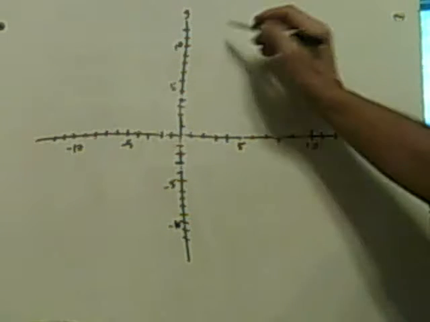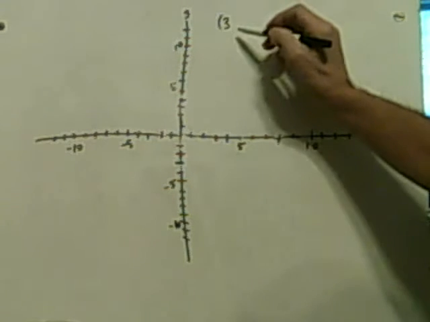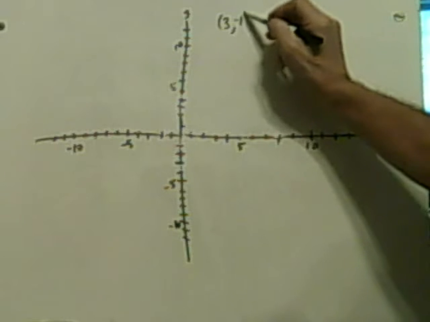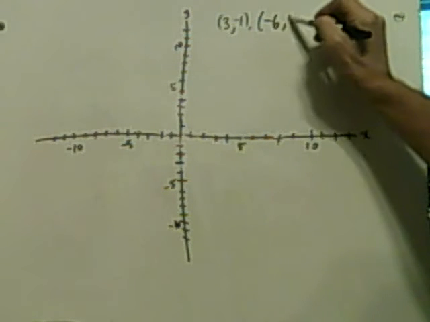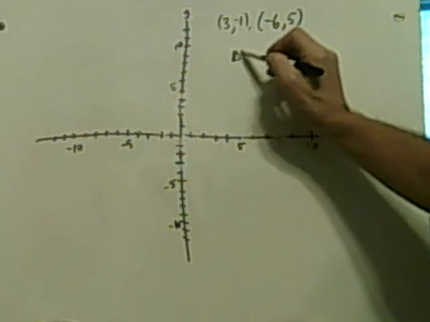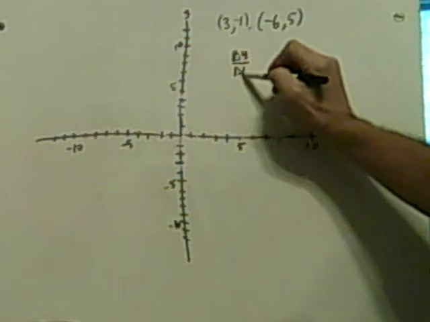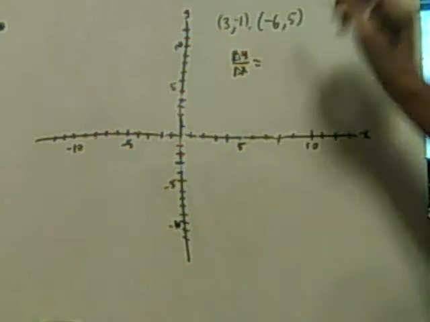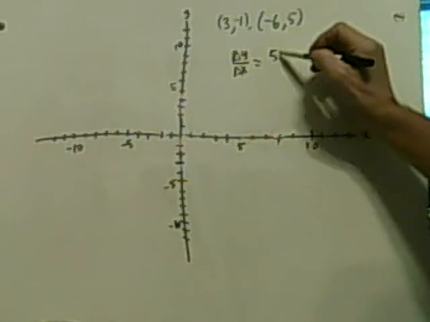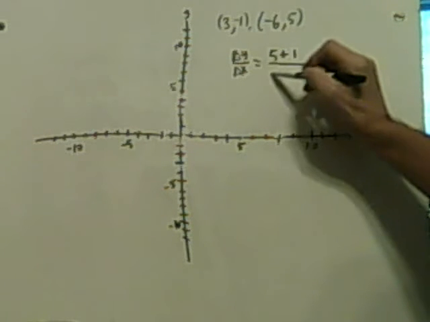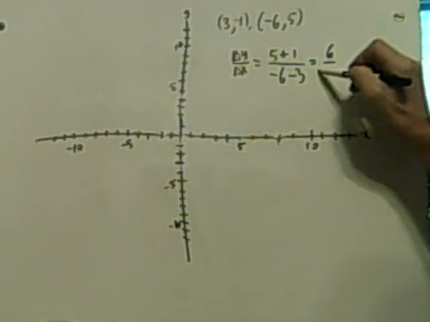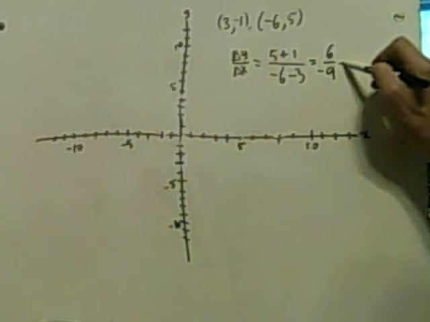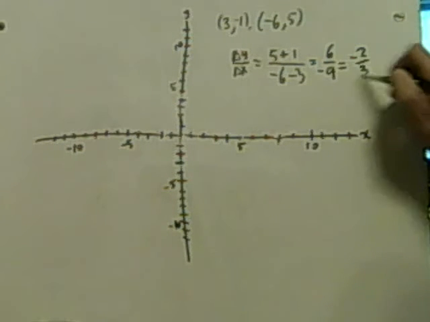Okay, let's go to number 10. (3, negative 1), (negative 6, 5). Delta y over delta x. Now, 5 minus a negative 1 is plus 1, so 6. Negative 6 minus 3 is negative 9. 6 over negative 9, negative 2/3. Okay?